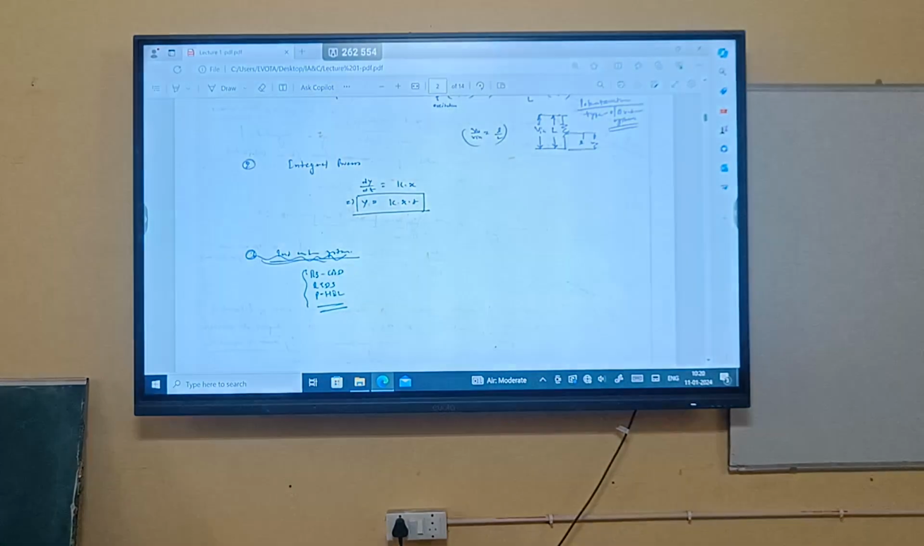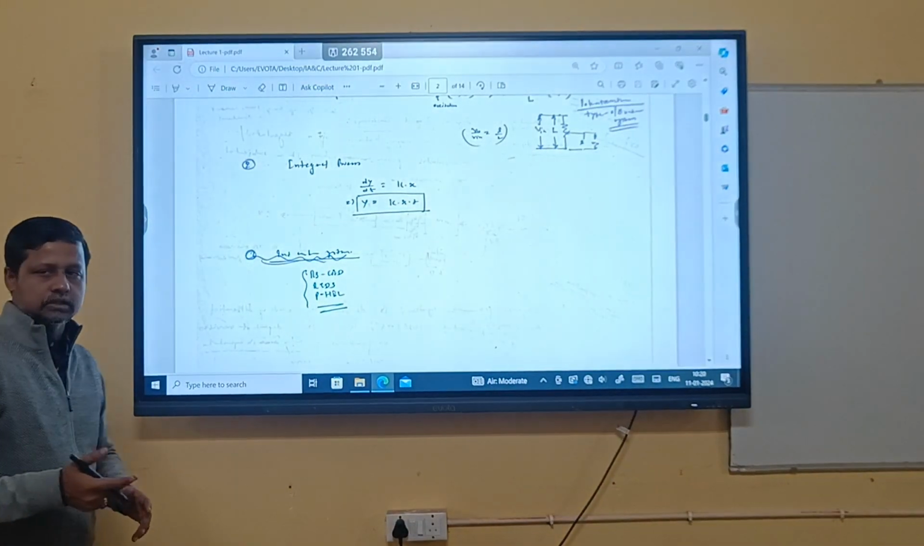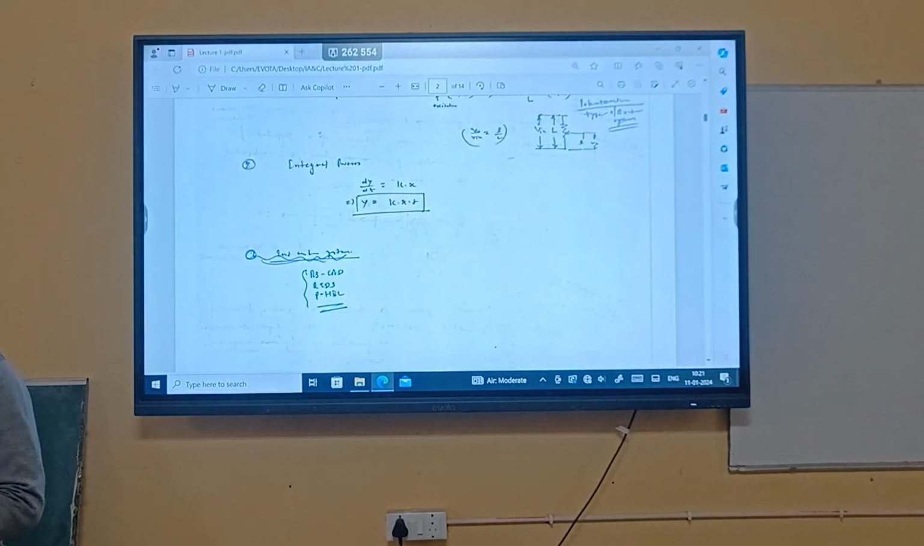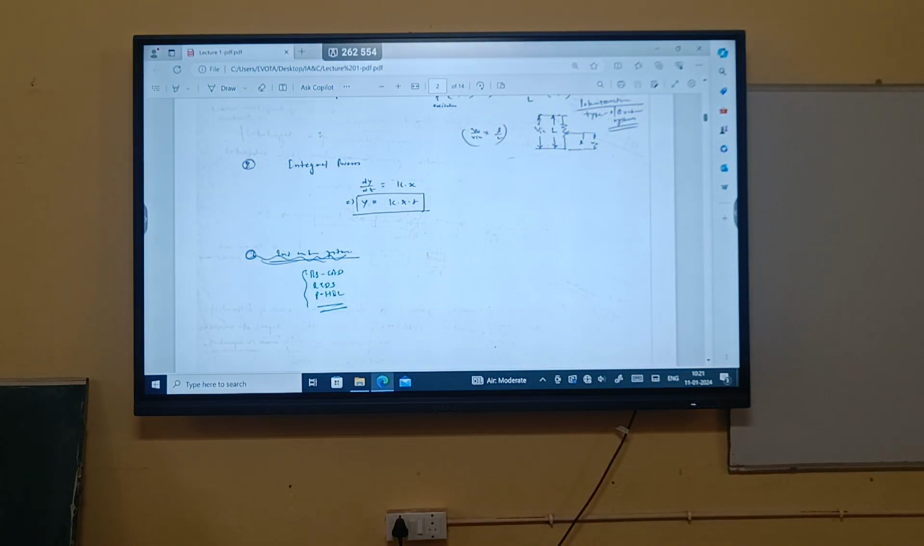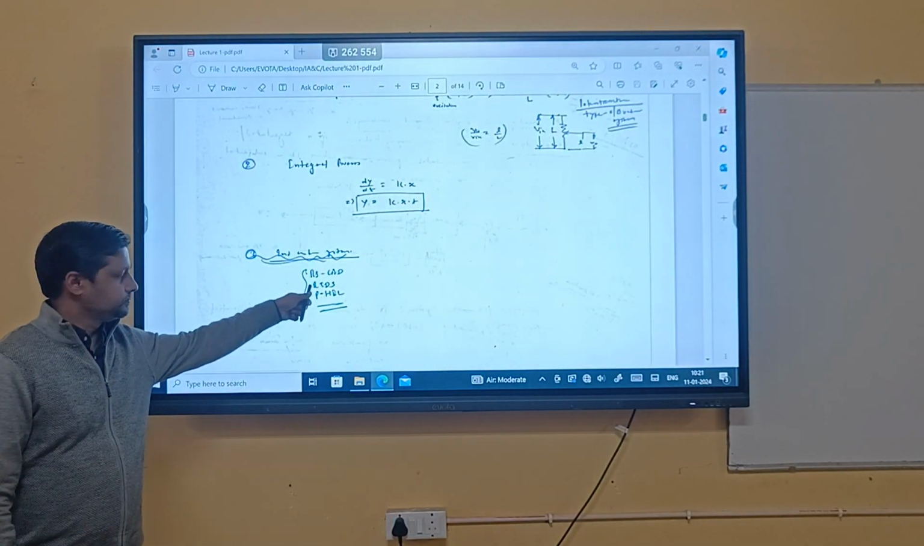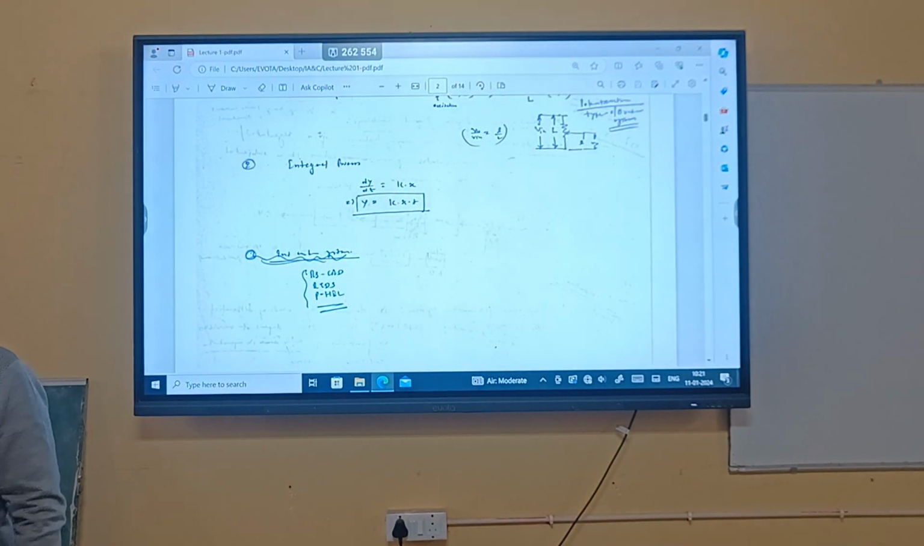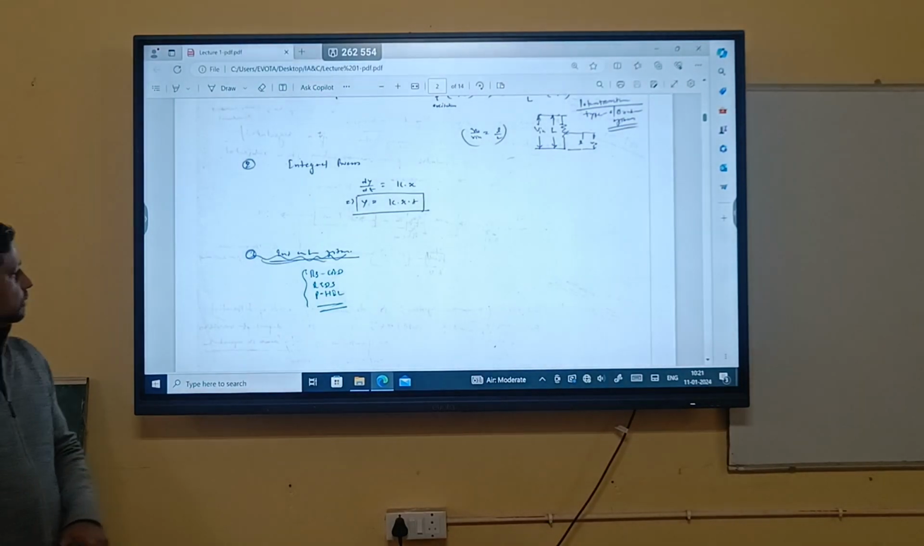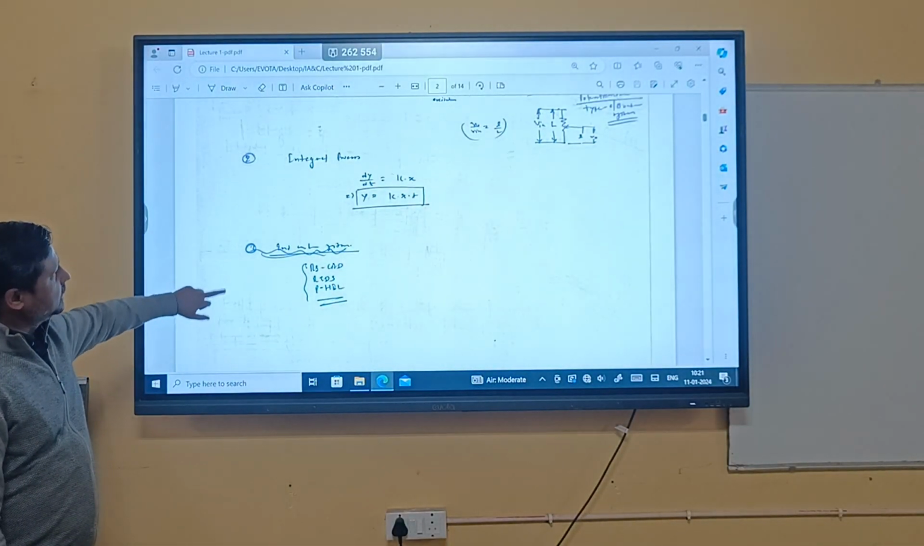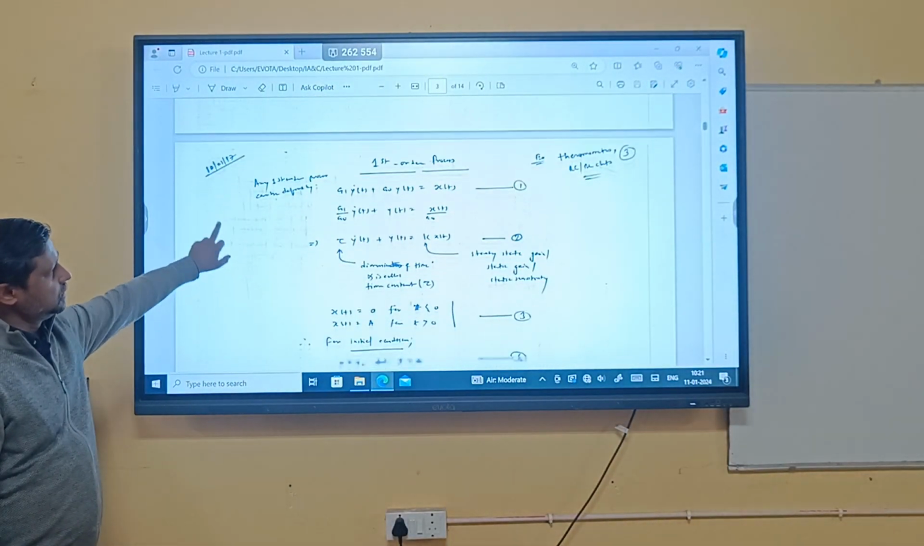Clear? Opal RT is another example. Opal RT is a company. RTDS is a company. Dicom is a company. But all of them provide this real-time digital simulation. Clear? So these are all the category of integral process.